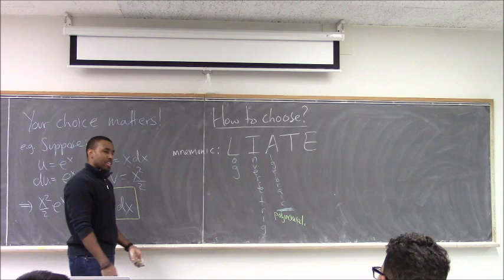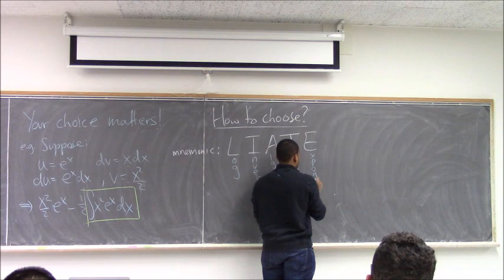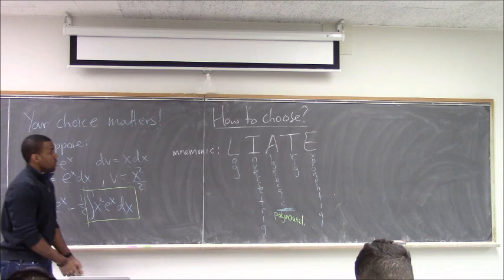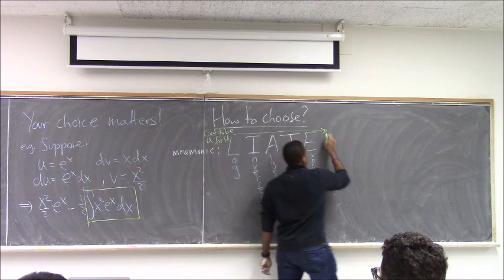And T stands for trig function, and the E stands for exponential. Writing vertically is very hard. That's LIATE. Now, how does it actually work? On the left, you get to be u first. Moving down this list, or to the right of this list, these guys get to be u last.